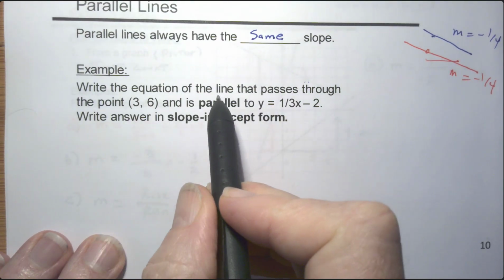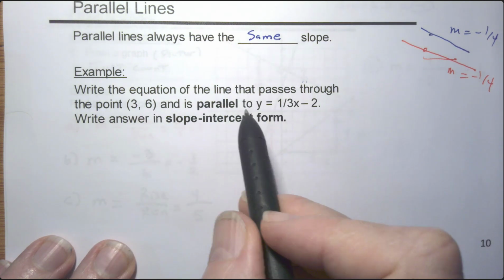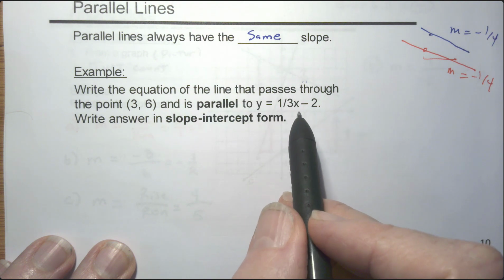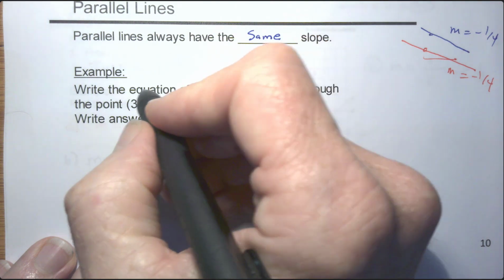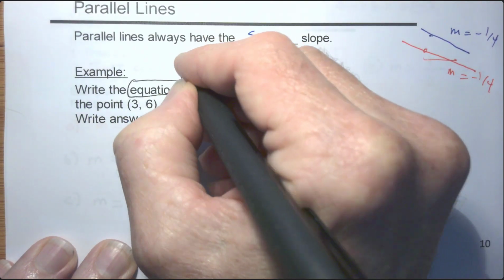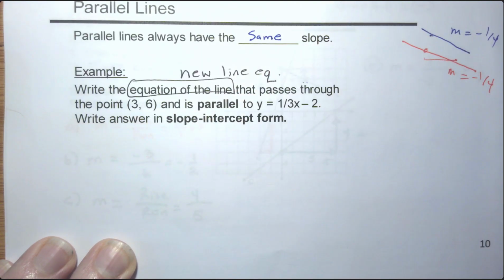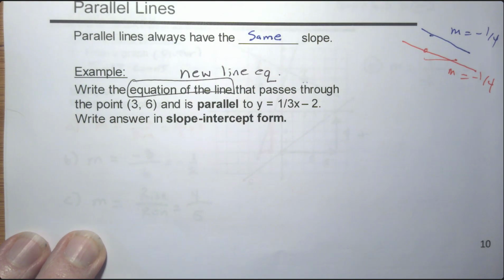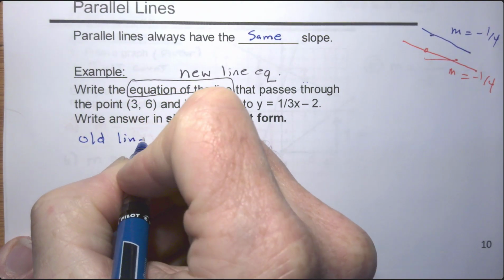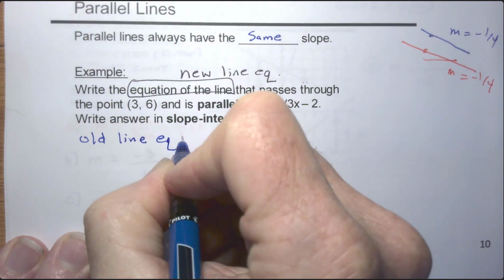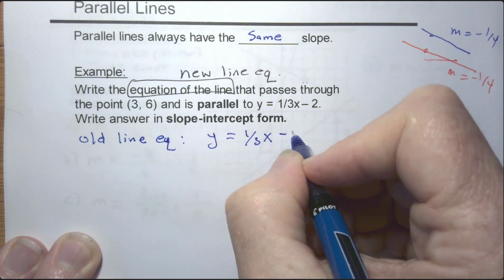We want to write the equation of a line that passes through a point (3, 6) and is parallel to this line, y equals 1/3 x minus 2. Okay, write the equation of a line. All right, so we need a new line equation. Okay, now what do we have to work with? We have the old line equation, y equals 1/3 x minus 2.